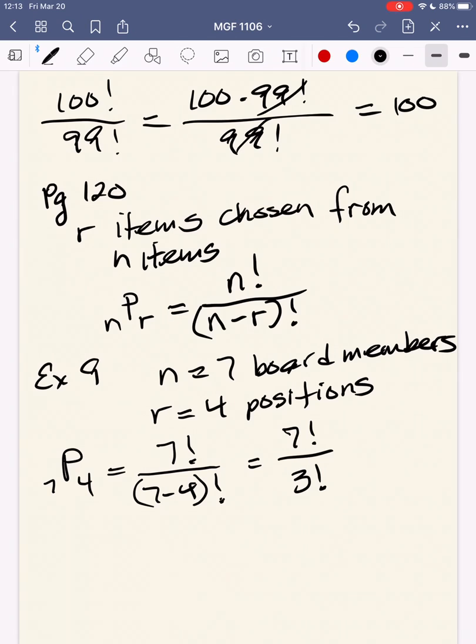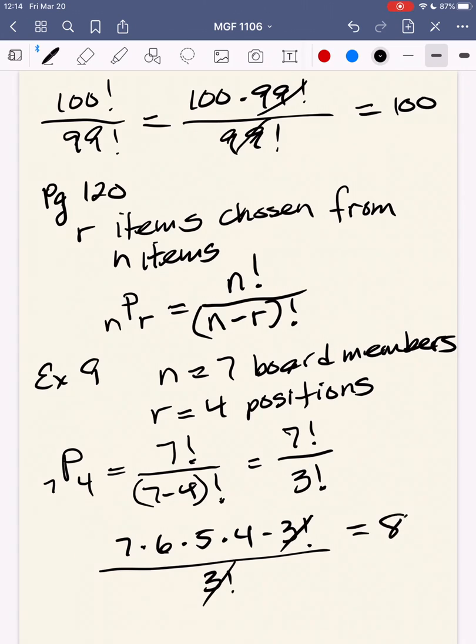You can put them in a calculator if you have a calculator. If not, do the little trick, 7 times 6, sorry, let's erase that. Let's do this right. 7 times 6 times 5 times 4 times 3 factorial over 3 factorial, okay? Or you can put it in the calculator and you'll get 840, okay? So this is if we're taking items, and every time we take an item, one goes away. Okay, so every time we take an item, we only are left with what's left.